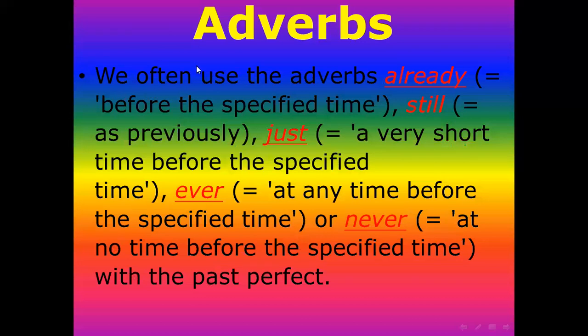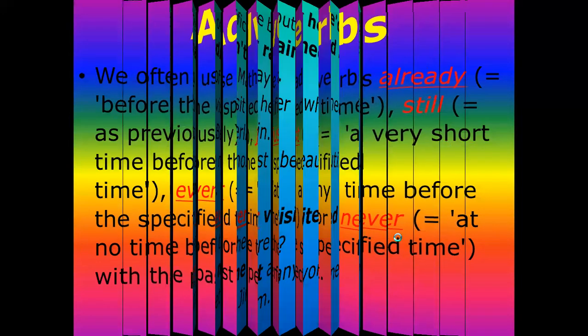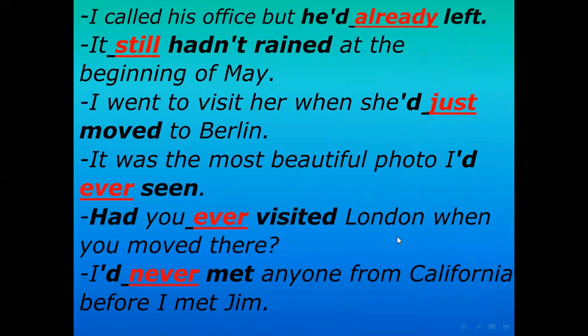Adverbs. We often use adverbs with the past perfect: already, before the specific time; still; just, a very short time before the specified time; ever, at any time before the specified time; or never, at no time before the specified time. I called his office, but he had already left.